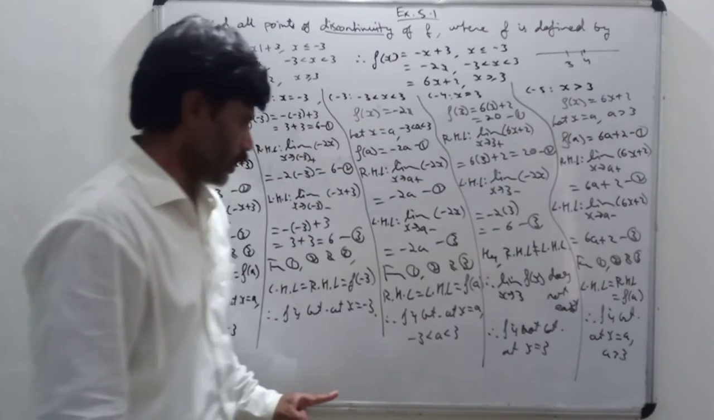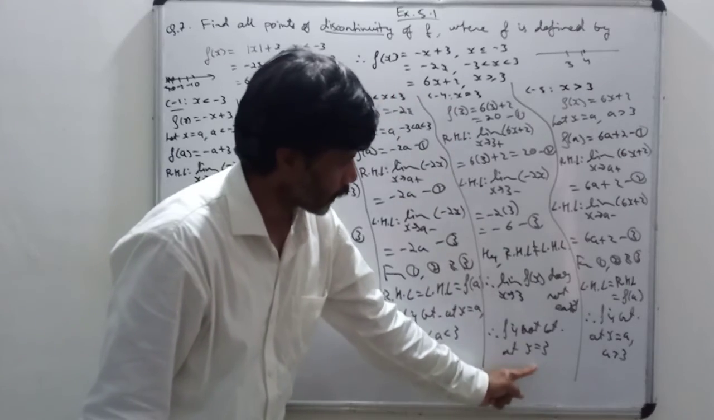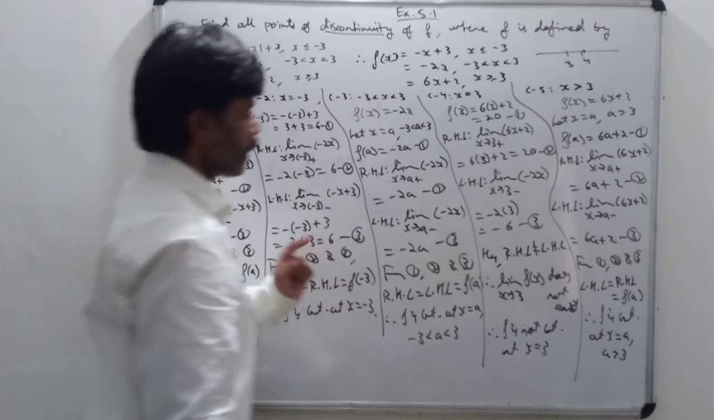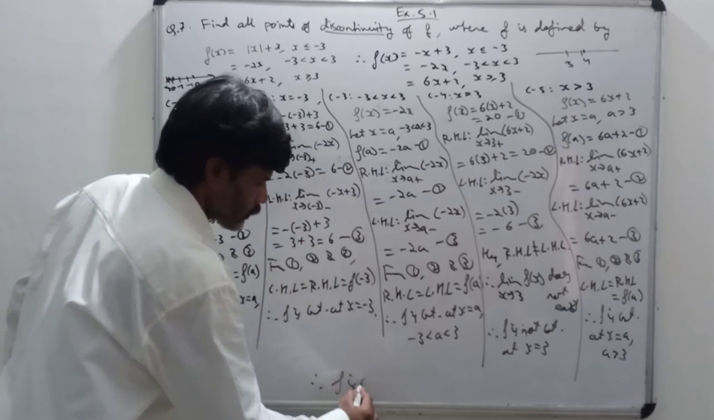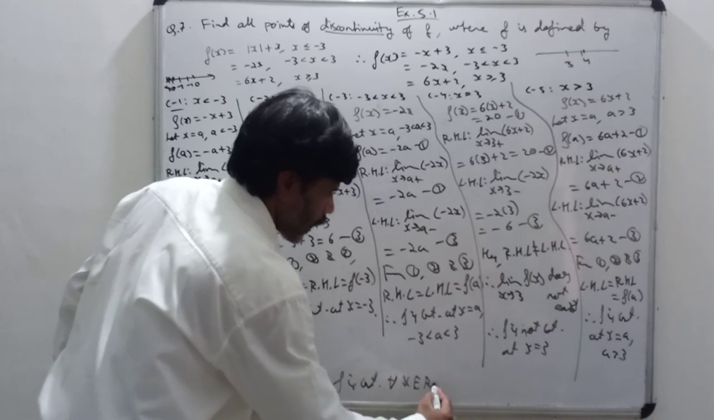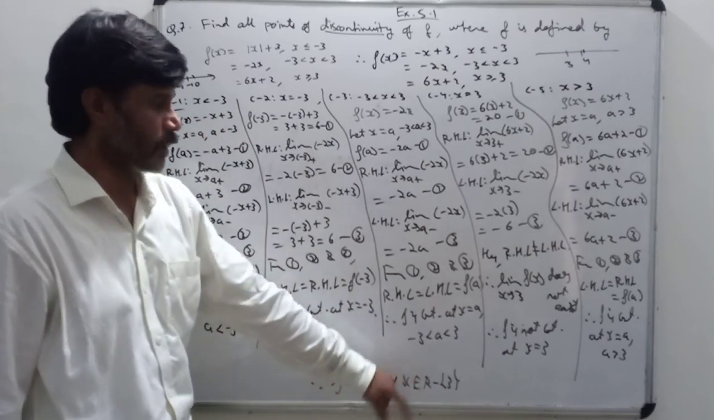So the function is not continuous at which point? The function is not continuous at which point? 3. The function is not continuous here. So what we say is, the function is continuous for all x belonging to R minus {3}. Except 3 it is continuous everywhere. Means we can say the point of discontinuity is 3.